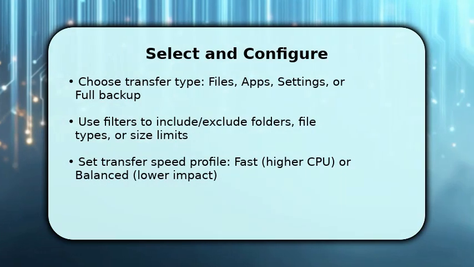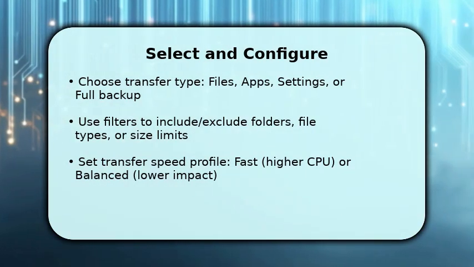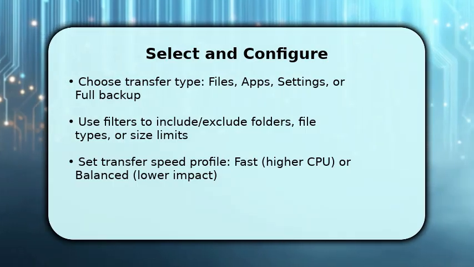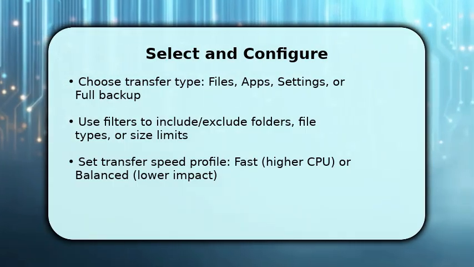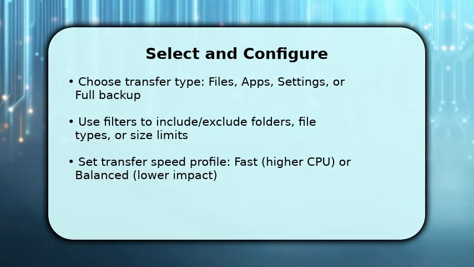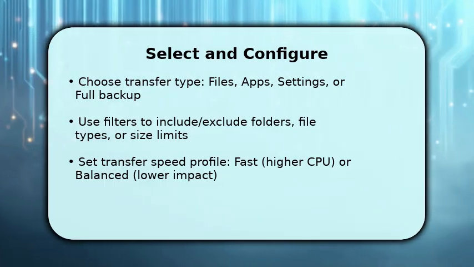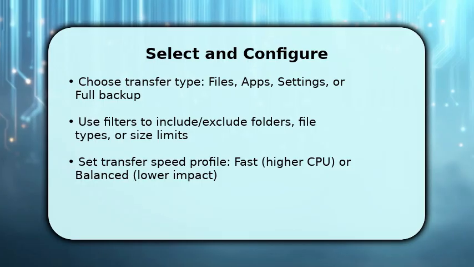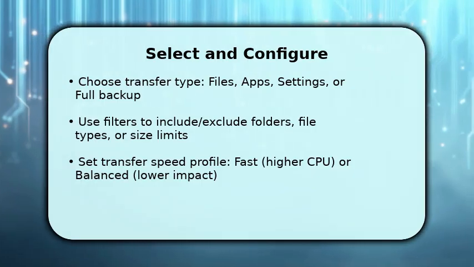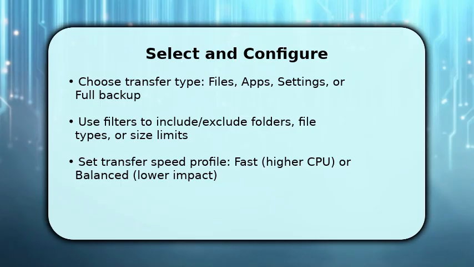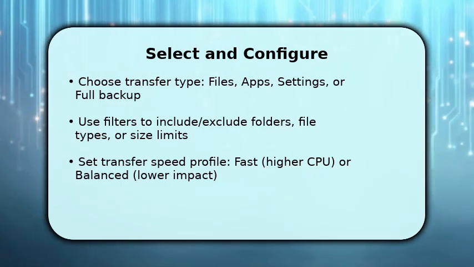Now you select what moves and why. This saves time and space. On the PC interface, choose Files, Apps, Settings, or a full backup. Use the filter menu to exclude large folders or specific file types so you don't copy duplicates. Next, set the transfer speed profile, fast for quick copies at higher CPU use, balanced to avoid interruptions.